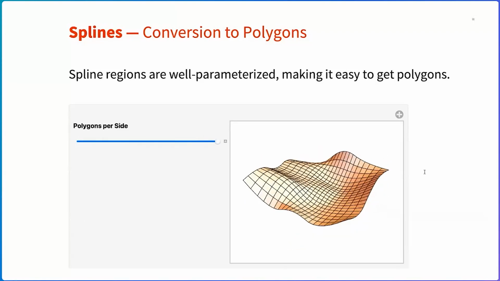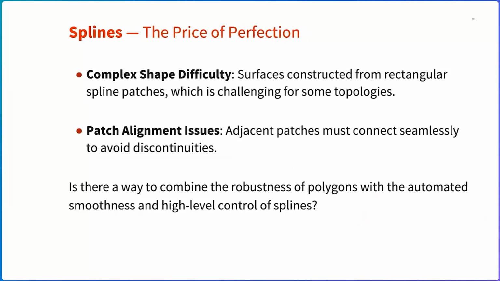So this is all great. We can model perfectly smooth surfaces with high-level control and then automate the conversion to polygons. So what's the catch? Well, the advantages of splines all come at the cost of ease of modeling.